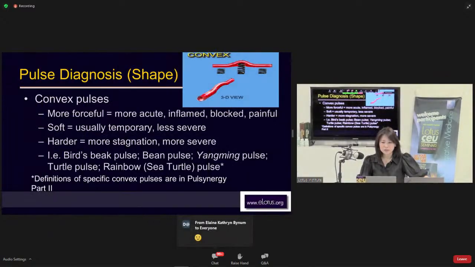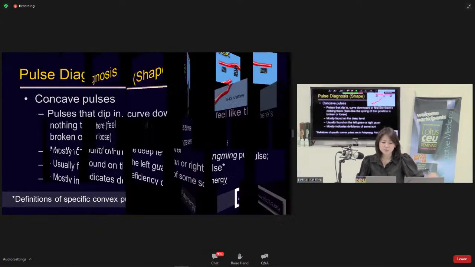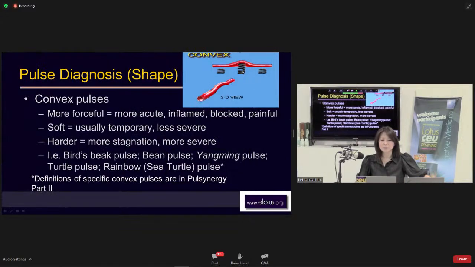Okay, can you see the 3D view? This one, the pulse is convex. When you're looking at the convex pulse, this is a shape, right? Convex pulse is a shape. So when you're feeling the jump of the pulse, if it feels forceful, that means the condition is more acute. There's more inflammation, more blockage, and more pain. So it's an acute state. You have to help them by reducing that bulging pulse or convex pulse so they'll feel better.